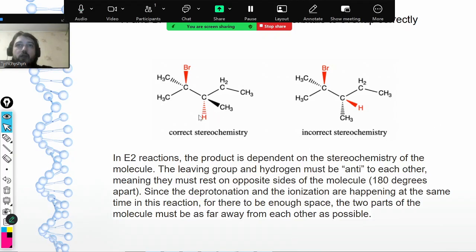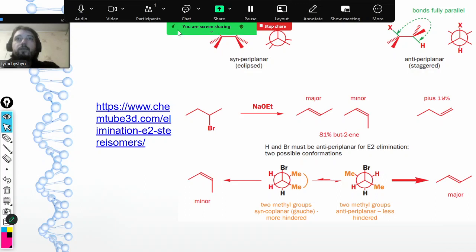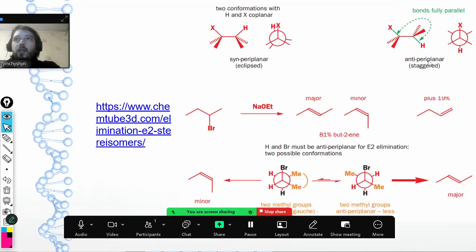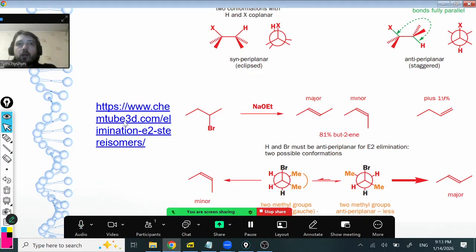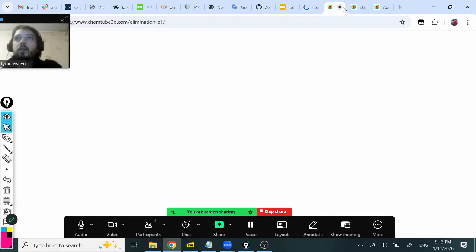So we are abstracting this proton from here, and these electrons will move here, and this bromine will leave. In this configuration, the process may proceed. In this configuration, it will not. So here we have these reactions shown, and you might guess that this will influence the products that we get. Once again, an example.